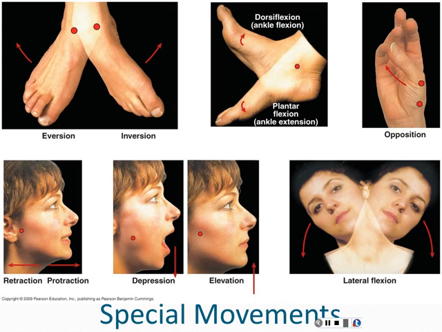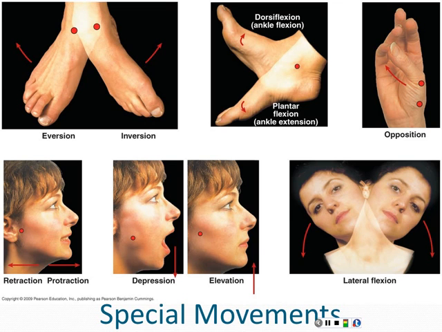Opposition. As an advanced primate, our thumbs can come across our hand. We call that opposable or opposition. So when you touch your thumb to your pinky, that's opposition. It allows us to grasp things much more easily than some of the lower primates.